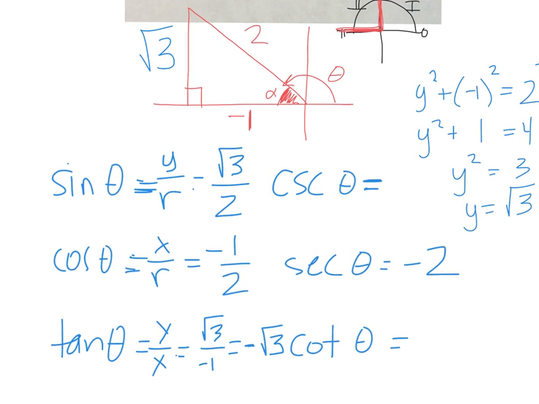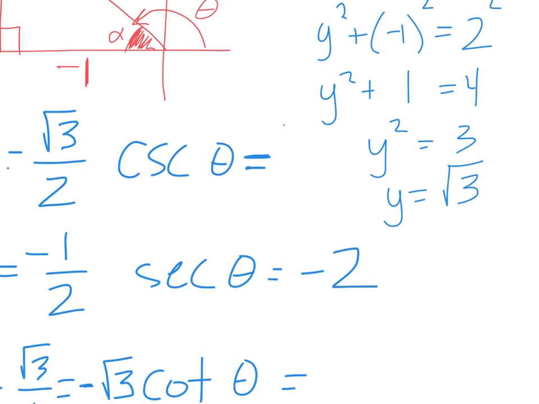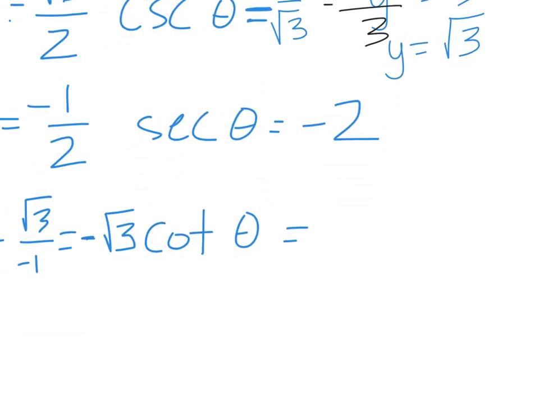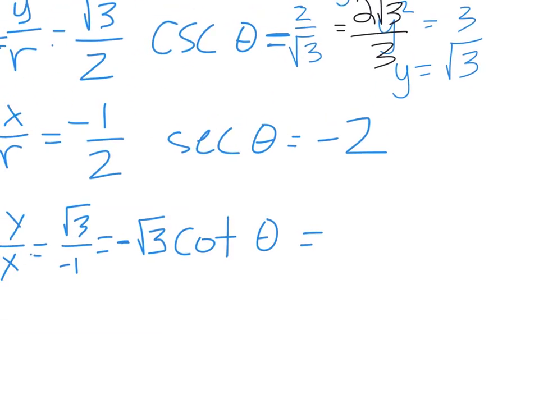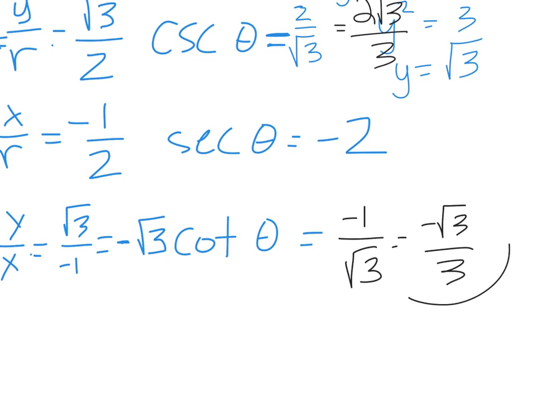Okay, cosecant is the reciprocal of the sine, so 2 over √3, or r over y, which we can write as, let me change colors because I'm going to mess it up here, 2 roots of 3 over 3. Secant is already -2, and cotangent is x over y, which we can write as this, if you are so inclined.